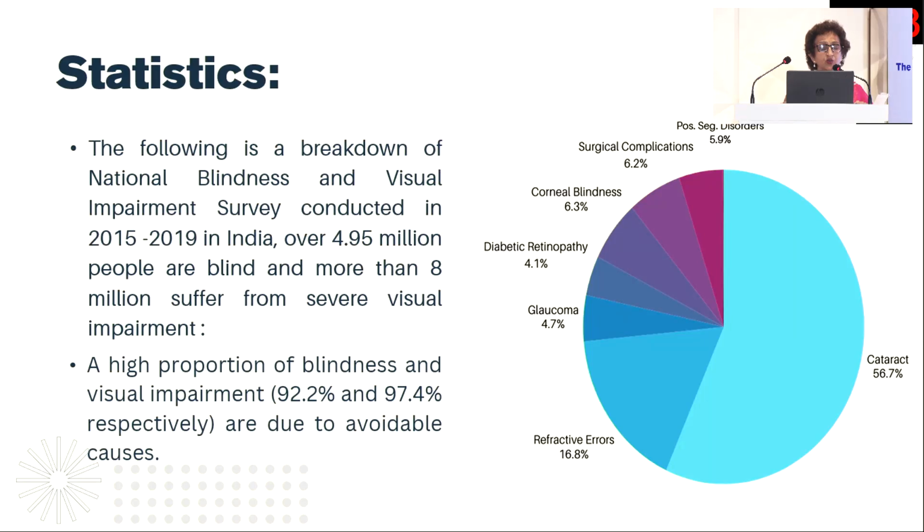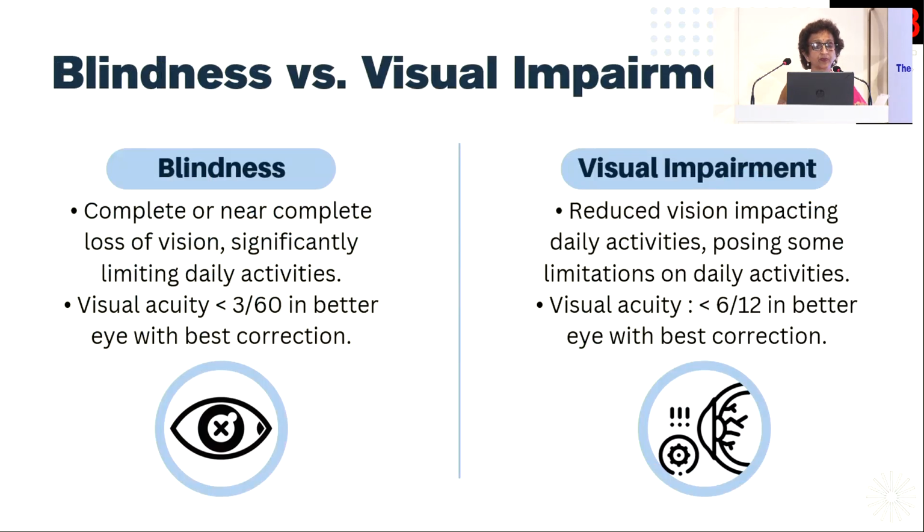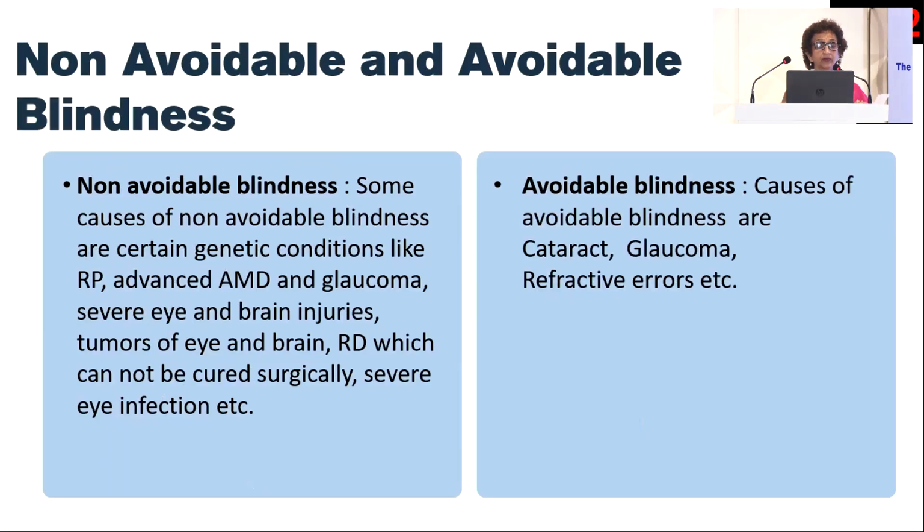The National Blindness and Visual Impairment Survey conducted in 2015 to 19 in India shows that 4.95 million people are blind and more than 8 million people suffer from severe visual impairment. This pie diagram shows that cataract and refractive errors are the major chunk of causes. A high proportion of blindness and visual impairment is due to avoidable causes. And what is blindness? Visual acuity less than 3/60 in the better eye with best correction is blindness, and visual acuity less than 6/12 in the better eye with best correction is visual impairment.